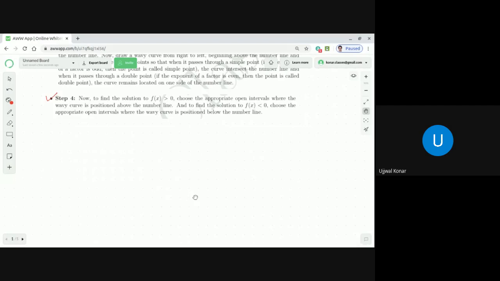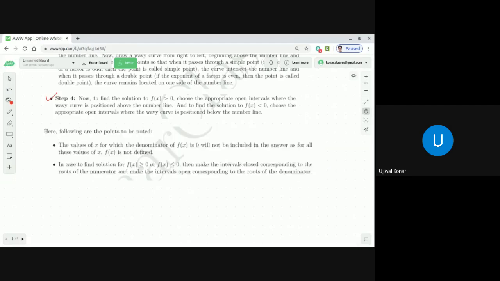So here are the following points to be noted. First one, the value of x for which the denominator of f(x) is 0 will not be included in the answer, as for all these values of x, f(x) is not defined. You remember? That's why for the points where the denominator is 0, we make it an unmarked, unfilled circle, and always we took the open interval, right, dear students? That is the reason. You can always go back.